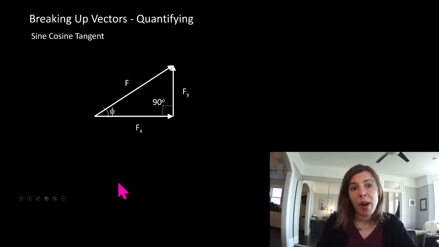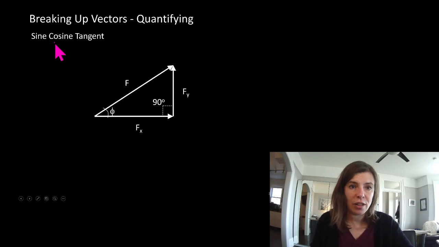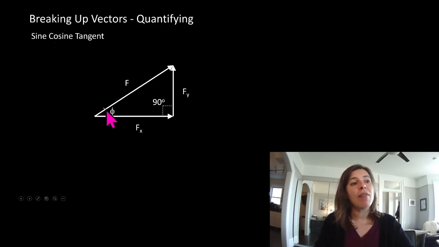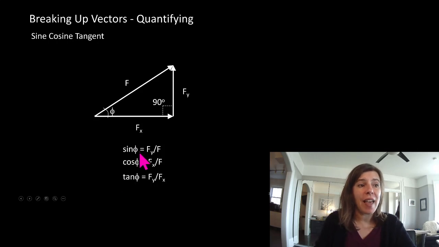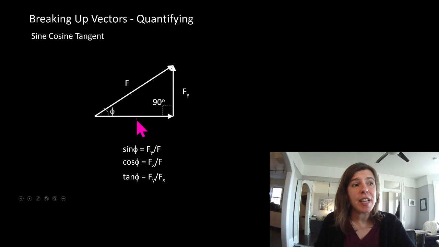If you guys remember, right angle triangles have another handy dandy rule, our sine, cosine, tangent laws. So if we have an angle here, this is the opposite side, and this is the adjacent side, and this is the hypotenuse. So the sine of the angle equals opposite over hypotenuse. The cosine of the angle equals adjacent over hypotenuse. And the tangent of the angle equals opposite over adjacent.